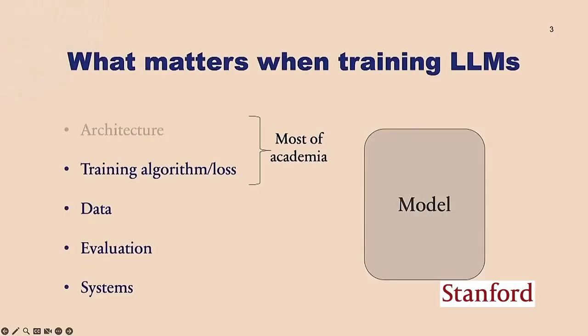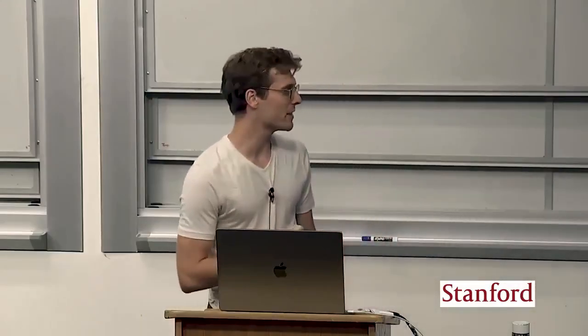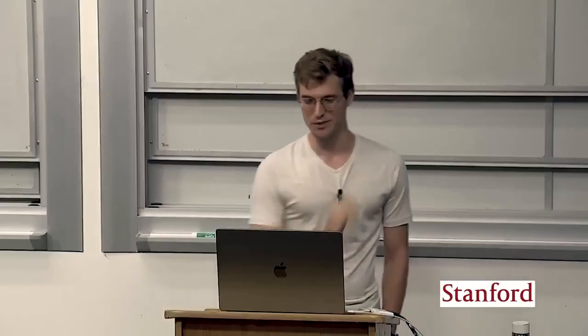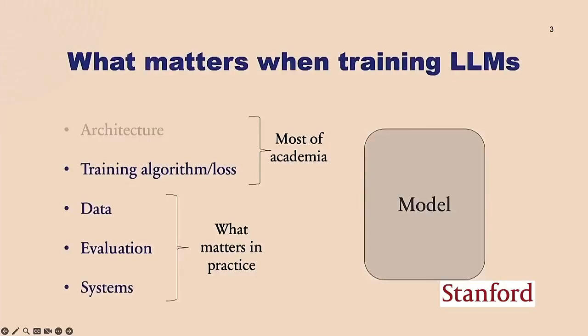Another thing to say is that most of academia actually focuses on architecture, training algorithms, and losses. As academics, and I've done that for a big part of my career, we like thinking that we make new architectures, new models, and it seems very important. But in reality, honestly, what matters in practice is mostly the 3 other topics: data, evaluation, and systems, which is what most of industry actually focuses on. That's also one of the reasons why I don't want to talk too much about the architecture, because really the rest is super important.